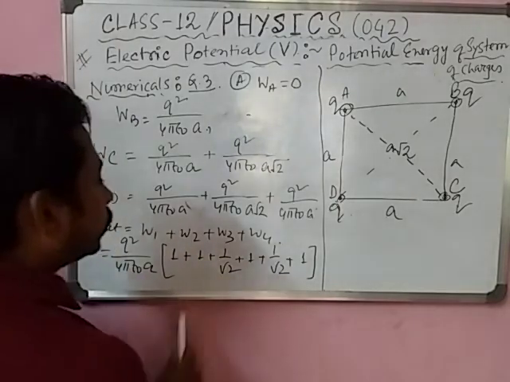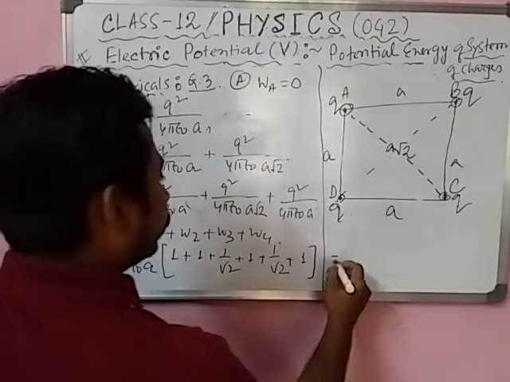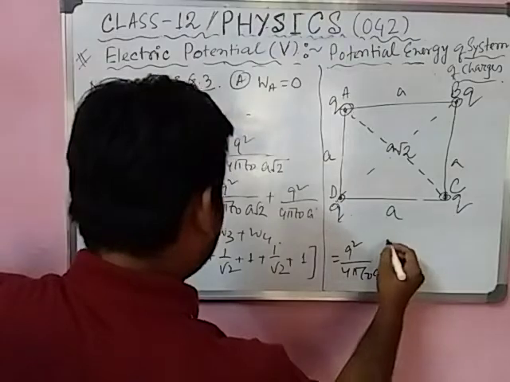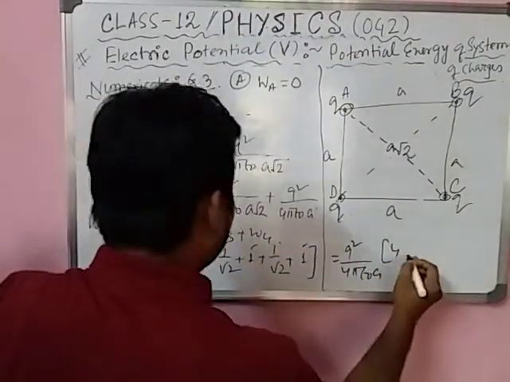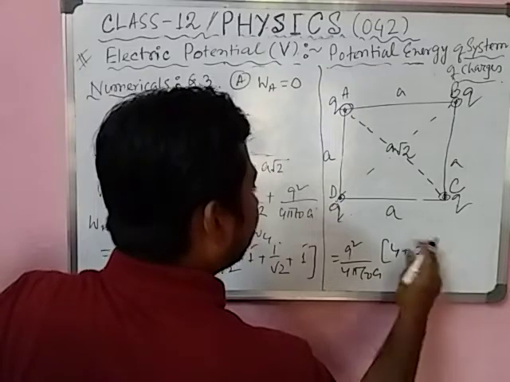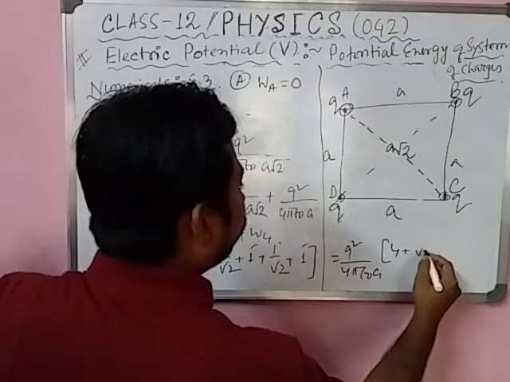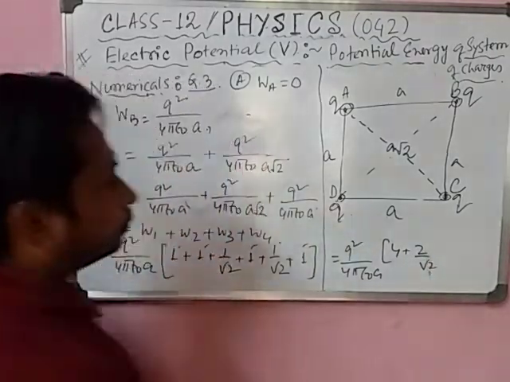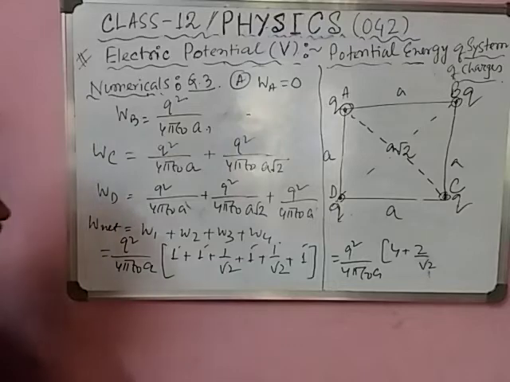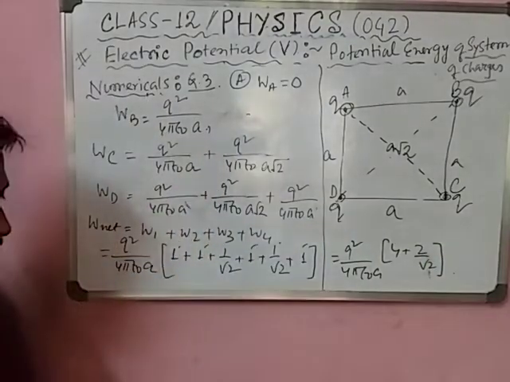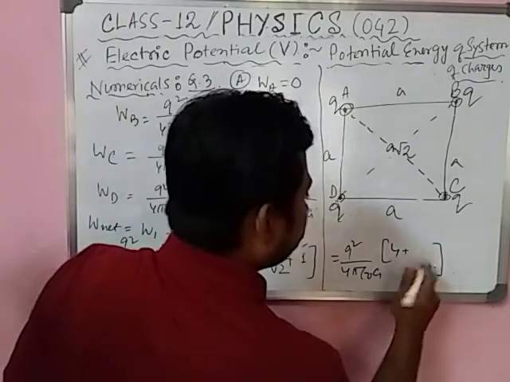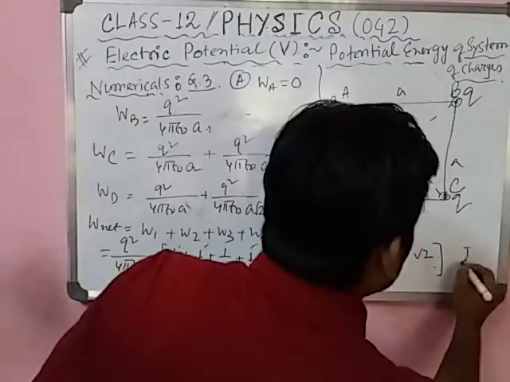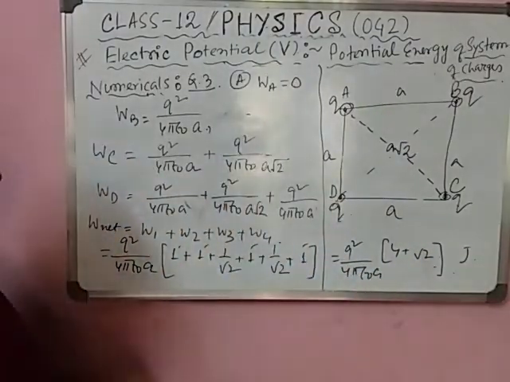1, 2, 3, 4. So 4 plus 2 by root 2. So your answer will be, is it easy? Q square by 4 pi epsilon naught A into 4 plus 2 by root 2, which is root 2 into root 2 by root 2, so 4 plus root 2, joule. Easy? So students, please pause the video and write it down.